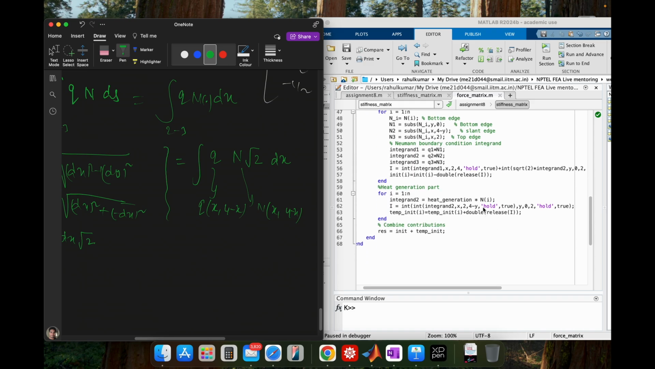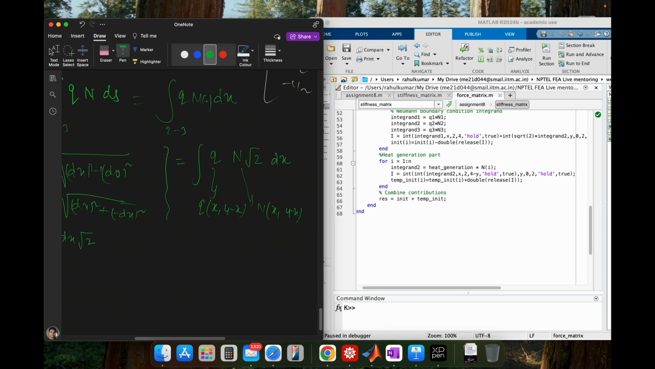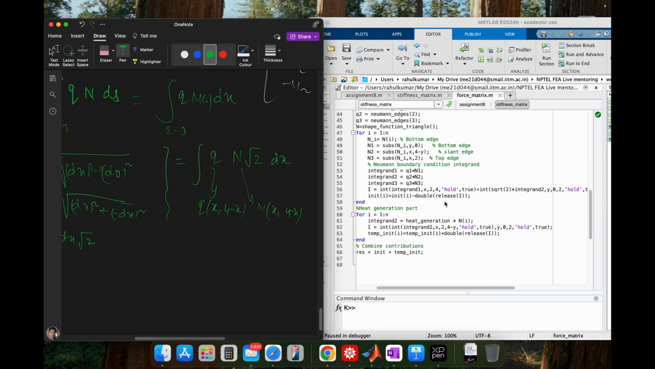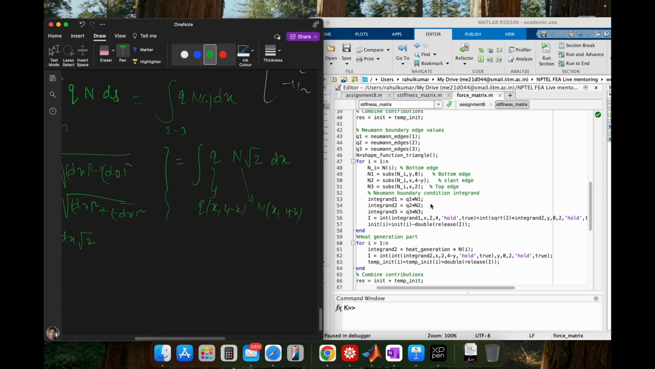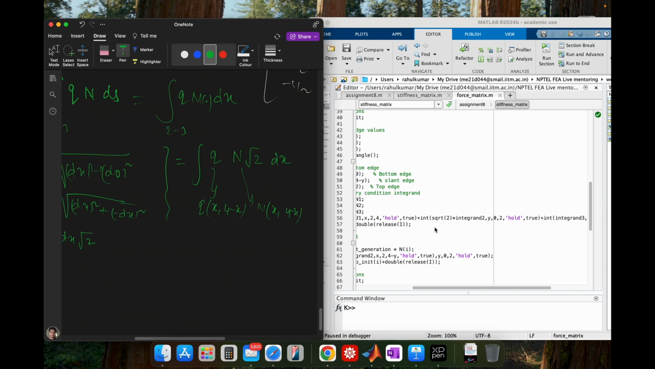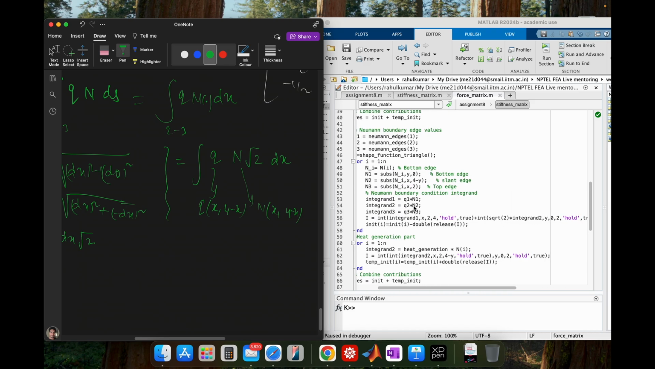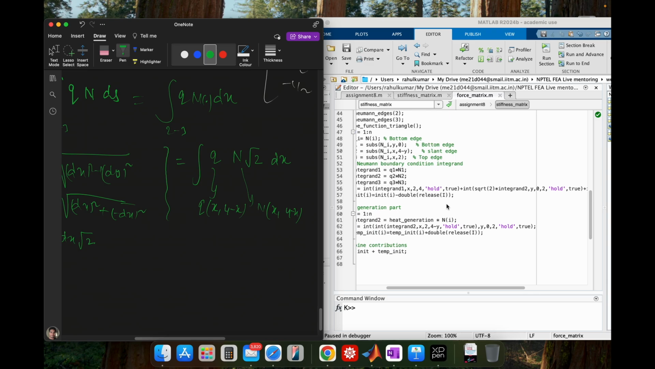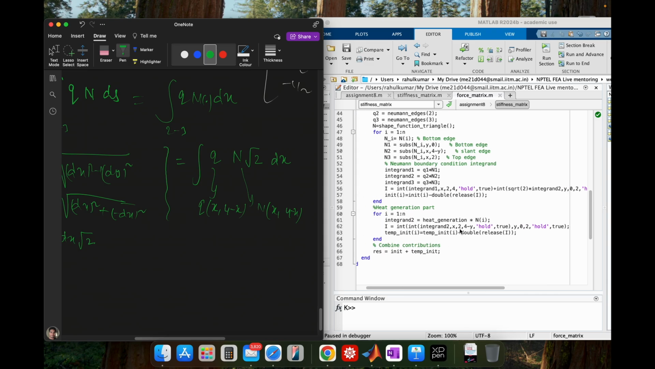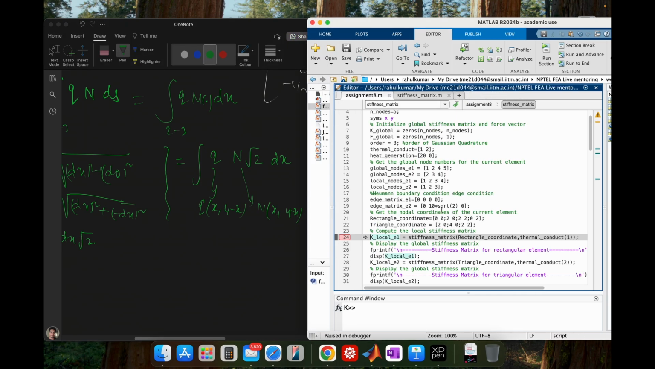So here you can clearly see that I have converted x equals 4 minus y, and I have multiplied by square root 2 and the integrand. What is the integrand? Integrand is q times n2. And in n2 I have converted x equals 4 minus y. That's why it will give something like this. And there is no issue in the heat generation part. So this is all about the force matrix. Let's move to the assignment.